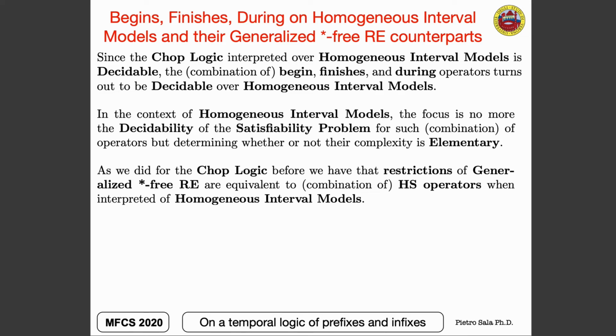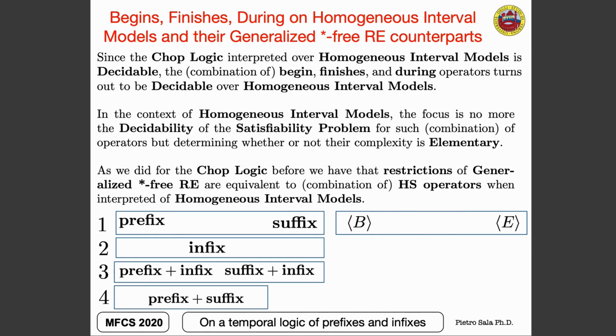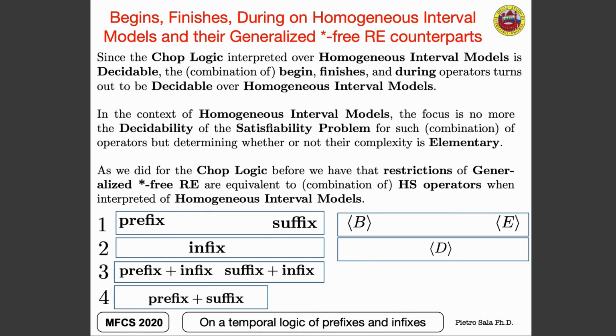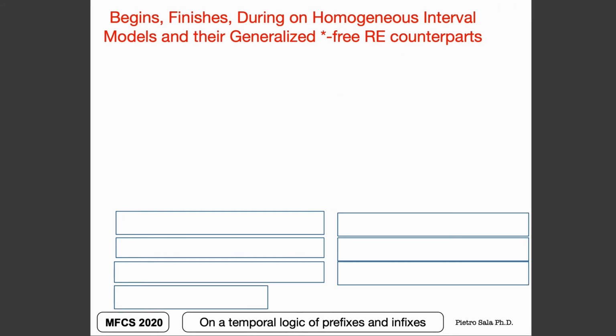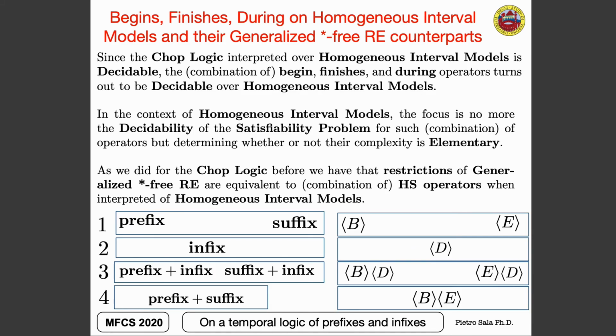As we did for generalized star-free regular expressions, we can make a mapping between the restrictions on the regular expression and the combinations of HS operators. So the prefix and suffix became B and E, the infix became D, and with the respective combinations, these generalized star-free regular expressions are equivalent to this fragment of HS.